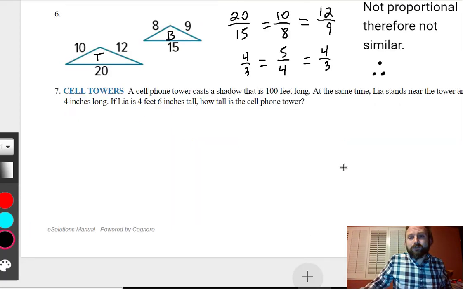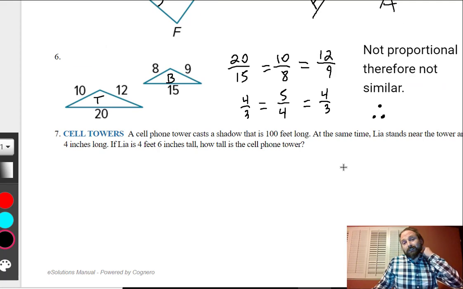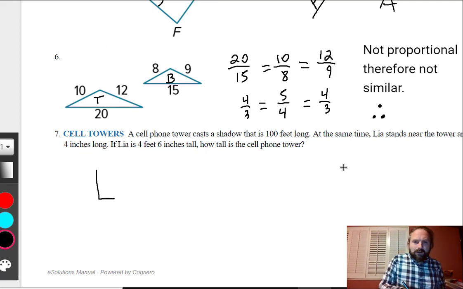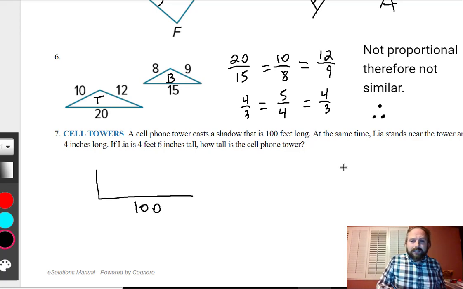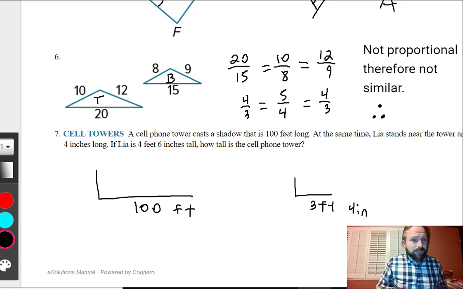All right, let's go to this last one. We're trying to get this under 10 minutes. A cell phone tower casts a shadow that's 100 feet long. So here's the tower, and its shadow goes 100 feet. At the same time, Leah stands near the tower and casts a shadow of 3 feet 4 inches. Ooh, we have different units. We don't like it. If Leah is 4 feet 6 inches, how tall is the cell phone tower?